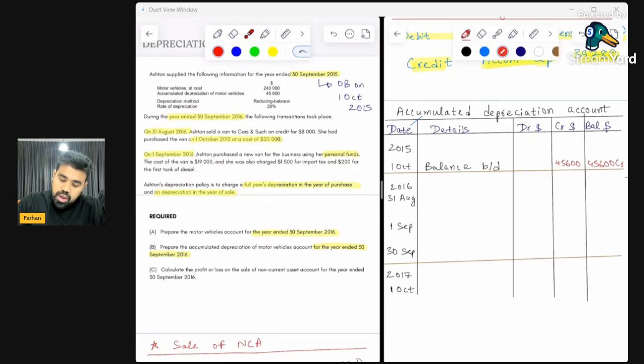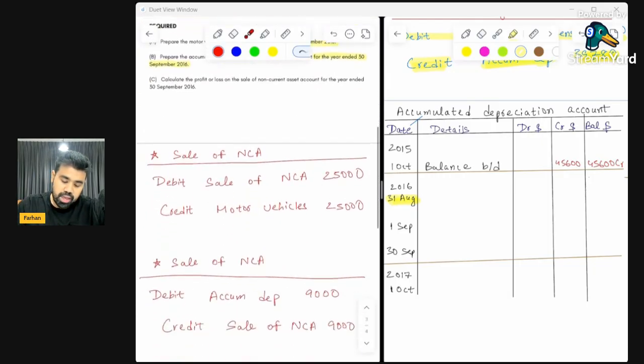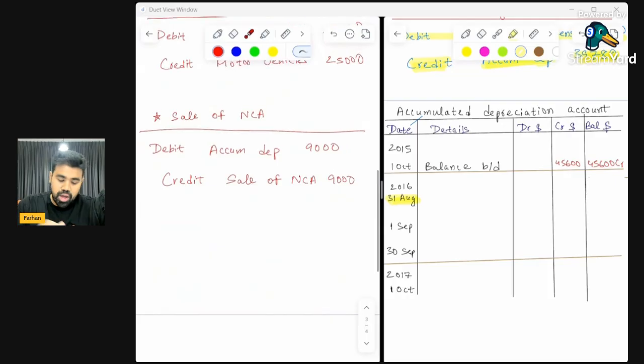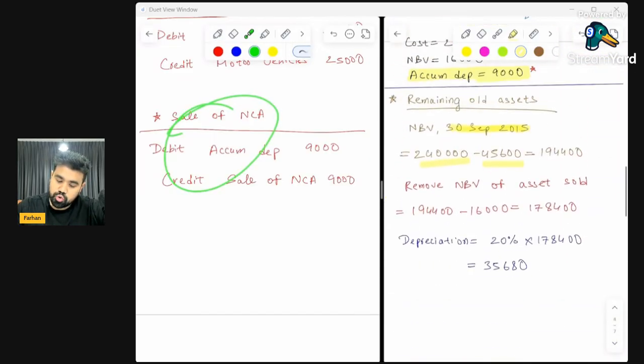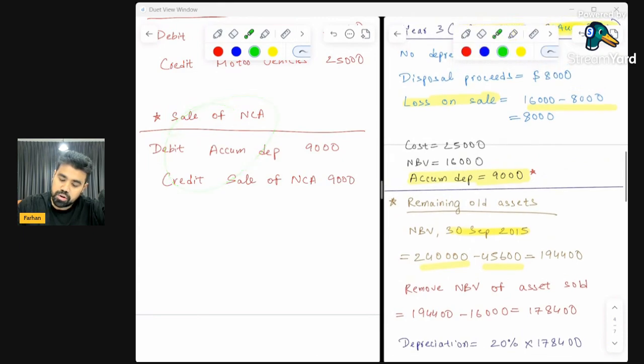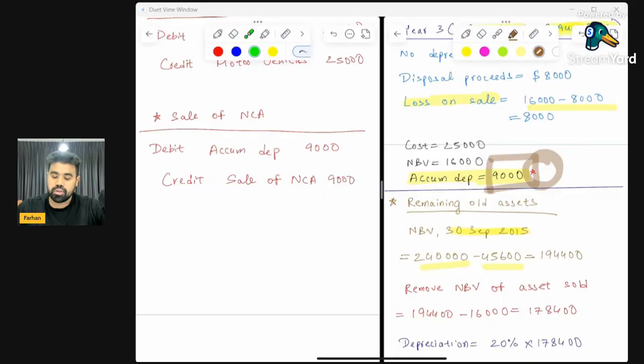Now, on the 31st of August 2016, we have sold one non-current asset, right? Now, take a look at the journal entry that we have on the left, the second pair I'm talking about, which is this one, okay? This one. And if you recall, I asked you to remember this $9,000 in accumulated depreciation amount, right? Right, $9,000 for the asset which we had sold. Okay.